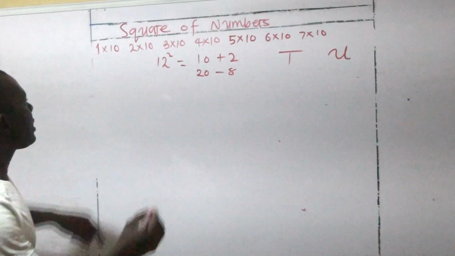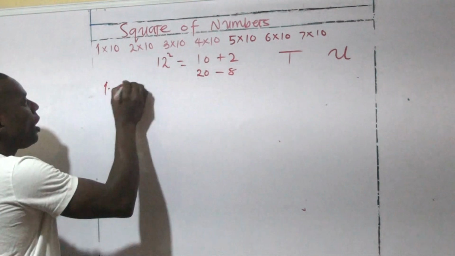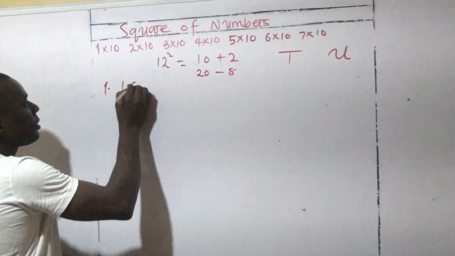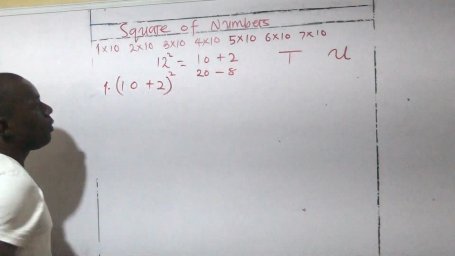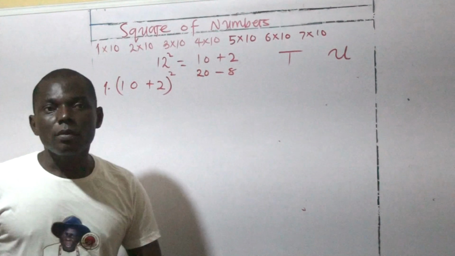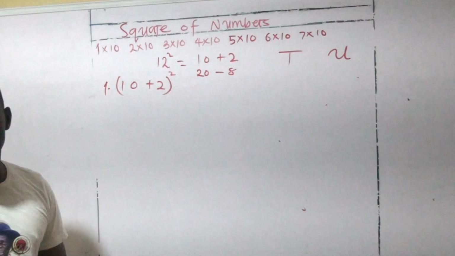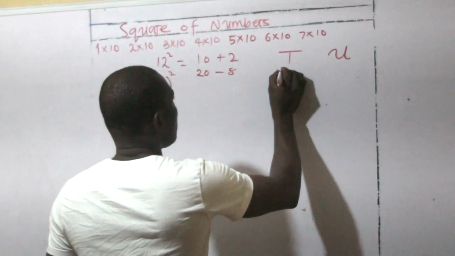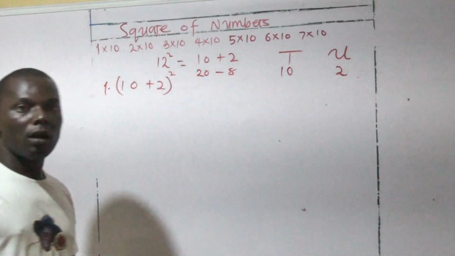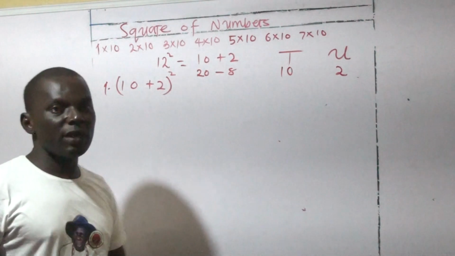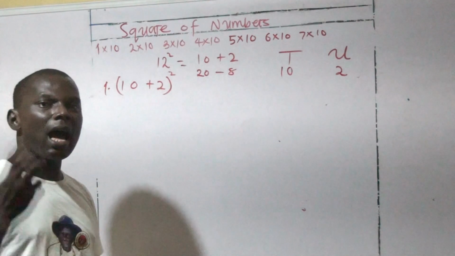Like I said, the first step, given this number, is to arrange it as units and tens. One way is we can say 12 is 10 plus 2. Another way we can say it is 20 minus 8. So here on the tens we have 10, and on the units position we have 2. That's the first step you have to do. Given the number, you arrange it in tens and units.